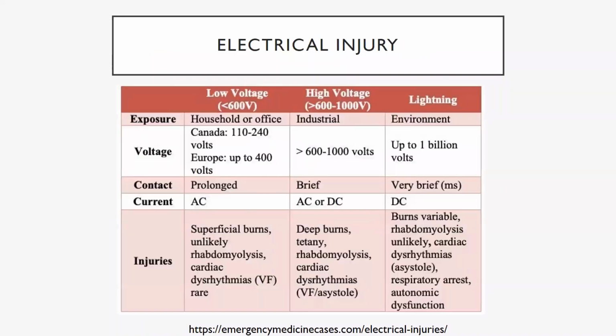And then, remember we said the extent of damage is based on the voltage of the current. Low voltage is usually what you would see in a general office or household. Canada and the US are not that different, so 110 to 240 volts. And then Europe is up to 400, because it's not just the voltage, it also depends on what kind of current. So if it's an AC versus a DC current, which one do you think is worse when it comes to the extent of damage, AC or DC?